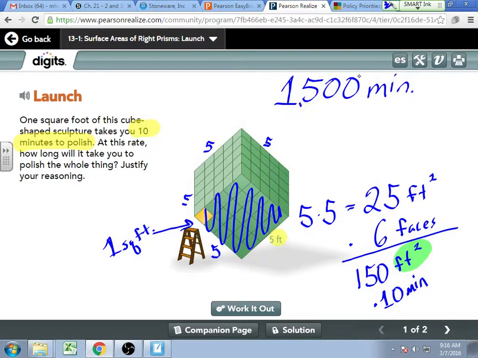Did anyone convert this to hours? We just divide by 60, right? Because there's 60 minutes in an hour. So this would actually equal how many hours? 25 hours. Guys, that's literally over a day. If you did this no stopping, the same pace all day long, it would literally take you over an entire day.